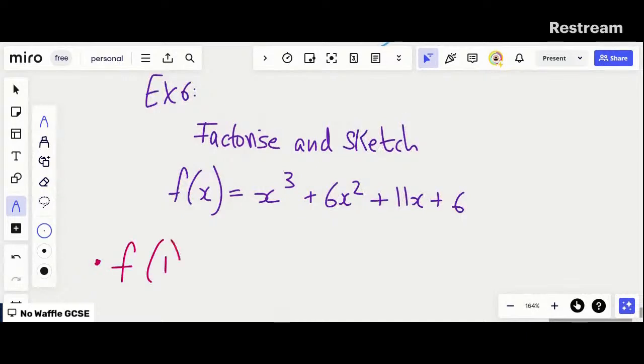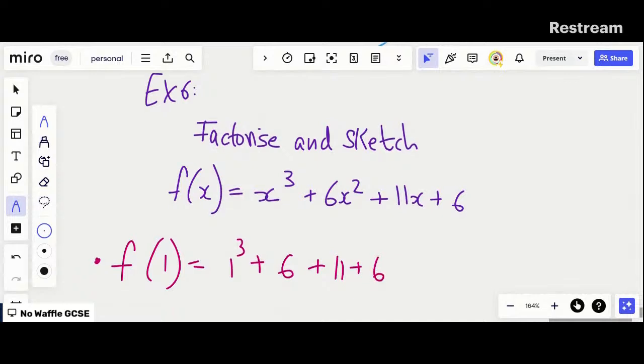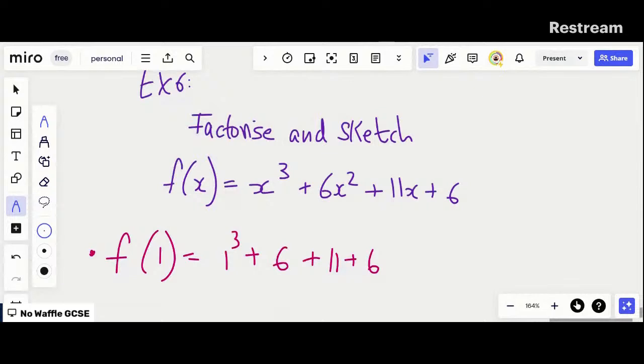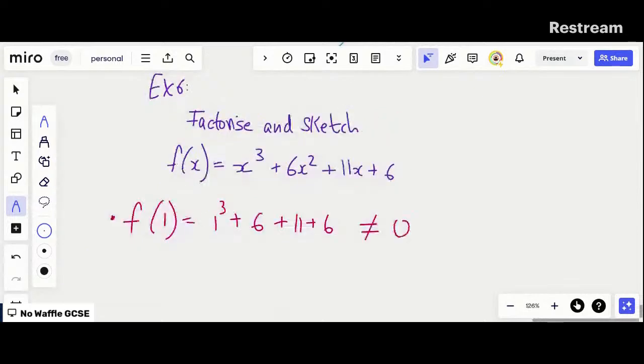Let's say 1. So 1 cubed plus 6 times 1 squared, which is just 6, plus 11 times 1, which is 11, plus 6. So you've got 1 plus 6 plus 11 plus 6, and that's definitely not equal to 0. So let's try another value. Let's try f of minus 1. Sometimes it can be negative as well.